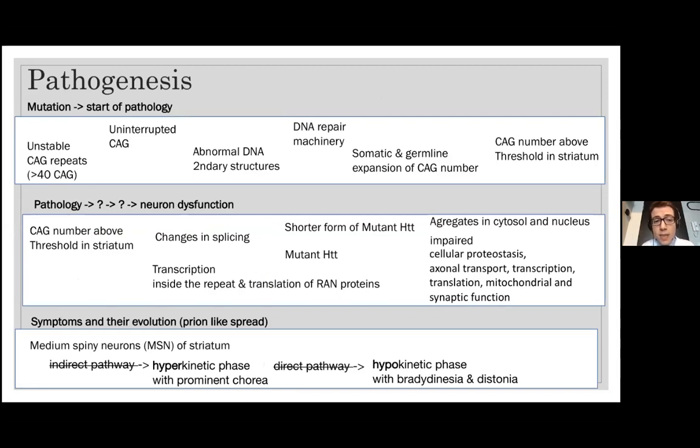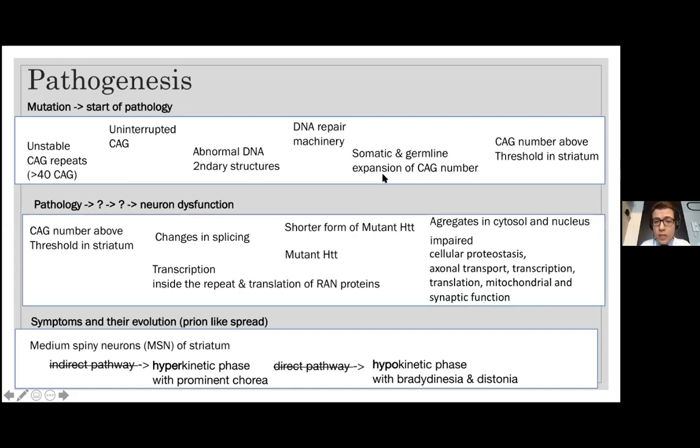If there is, for instance, a CAA, which also codes for glutamine, it will interrupt the chain of CAGs, and that way it will make the repeats more stable, and the disease will happen later in life. Okay, but so what happens when you have a long CAG repeat without any interruptions? You get abnormal DNA secondary structures, and these DNA secondary structures can interact with DNA repair machinery and DNA handling machinery. And that interaction leads to somatic and germline expansion.